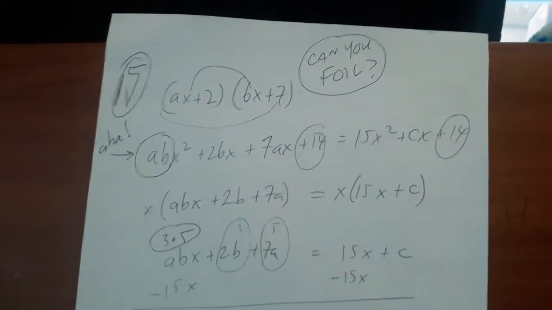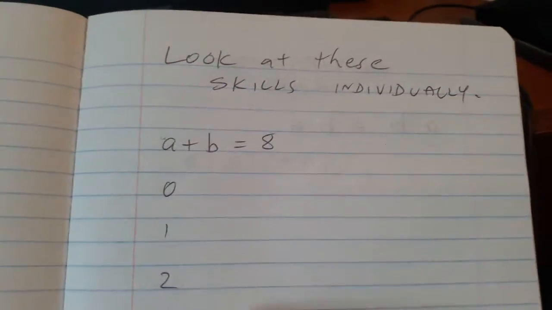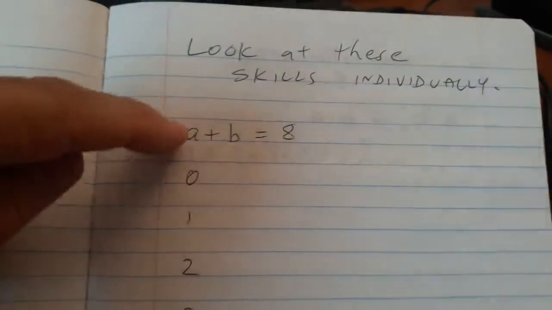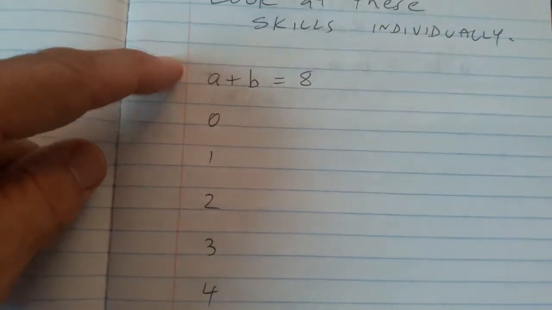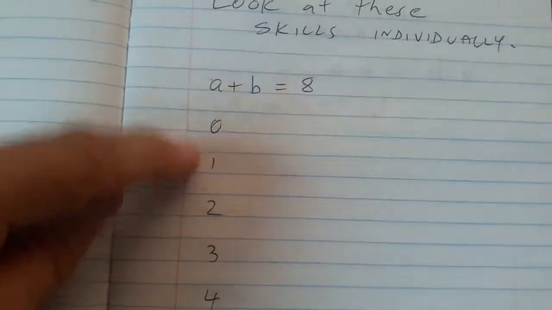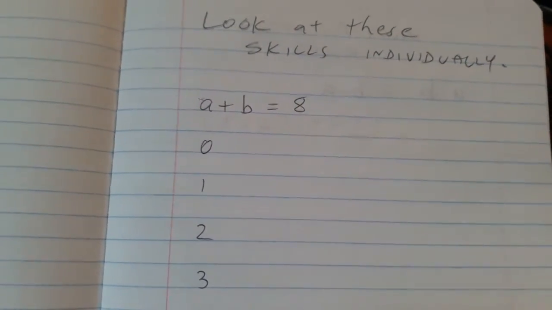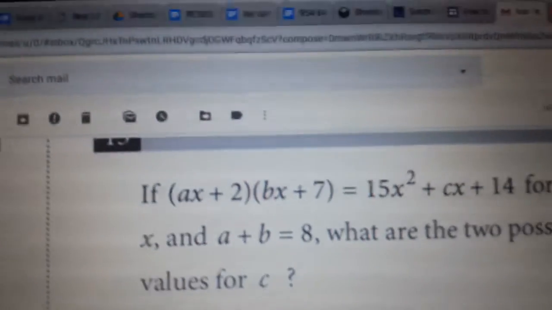So the individual skills are, can you figure out what this means? You could have 0, you could have 1, you could have 2, different possibilities there. For a plus b equals 8. That's what they're asking there.